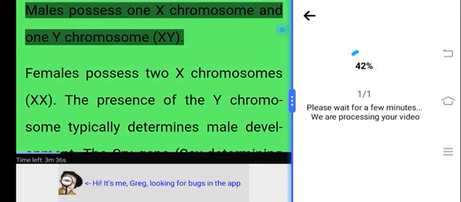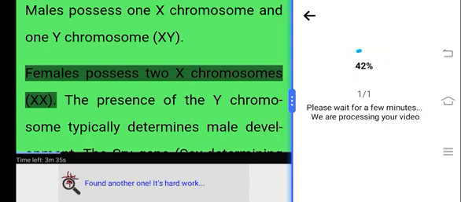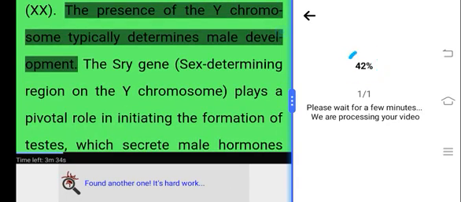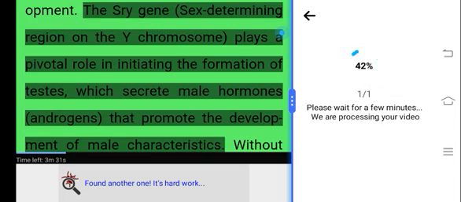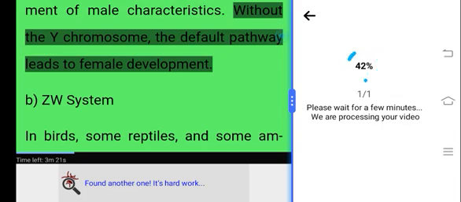In this system, males possess one X chromosome and one Y chromosome, XY. Females possess two X chromosomes, XX. The presence of the Y chromosome typically determines male development. The SRY gene, the sex-determining region on the Y chromosome, plays a pivotal role in initiating the formation of testes, which secrete male hormones, androgens, that promote the development of male characteristics. Without the Y chromosome, the default pathway leads to female development.